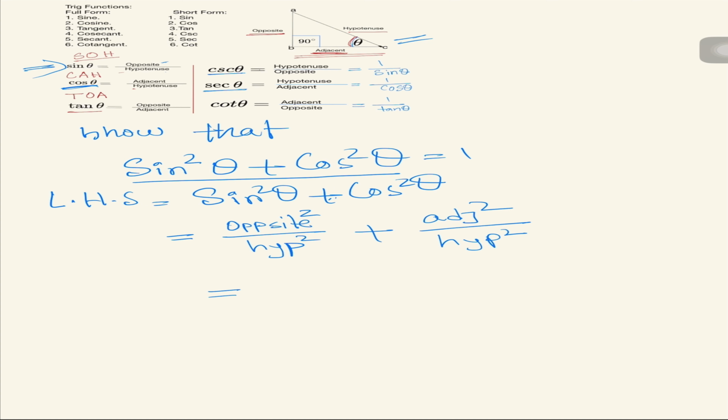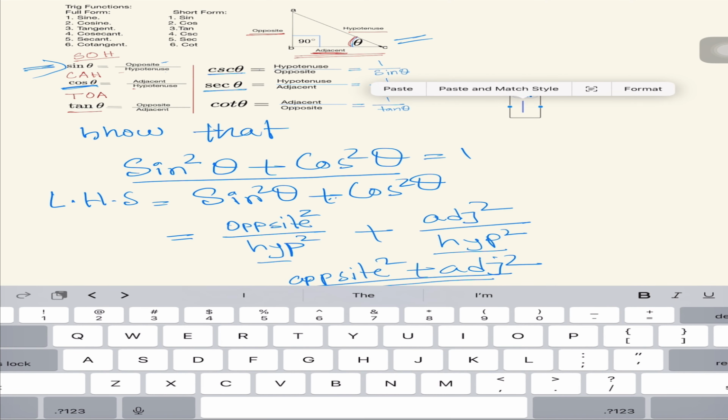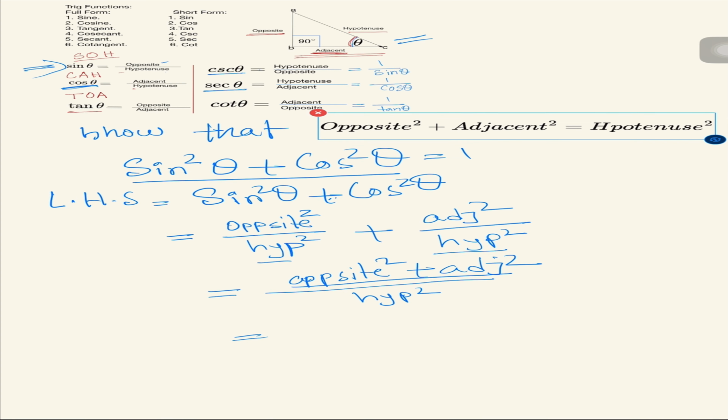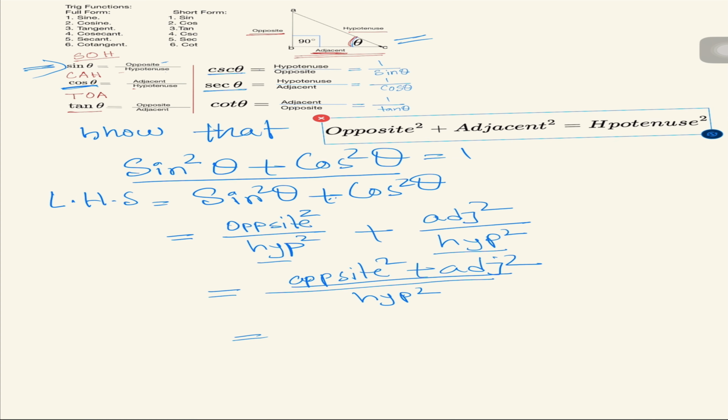You see that the denominator of both of them is hypotenuse squared. So you can write hypotenuse squared at the bottom, and at the top you write opposite squared plus adjacent squared. Now, what is opposite squared plus adjacent squared? In the Pythagorean theorem, what do we know? Remember, we know that opposite squared plus adjacent squared is hypotenuse squared. So at the top we can write hypotenuse squared.